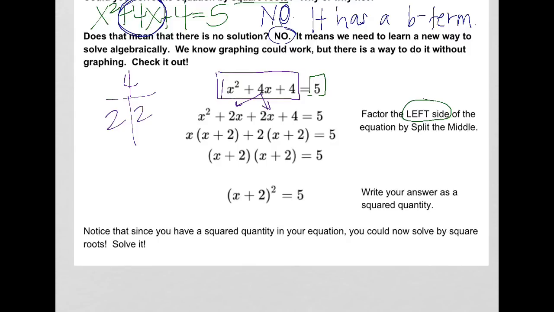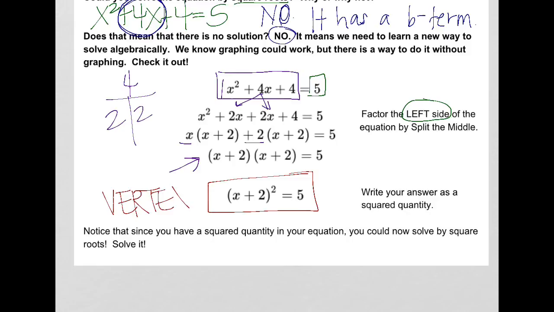And then out of that first group I factored out an x and had x plus 2. Out of the second group I factored out a positive 2. So it ends up factoring to be x plus 2 times x plus 2. Well, if I want to, I could rewrite that as x plus 2 the quantity squared. And that's what I did here in that last step. And if you notice, now that we have x plus 2 the quantity squared equals 5, this is essentially in what we've been calling vertex form. It's a quantity squared equaling another number. And so in this form, we can solve it by square roots.